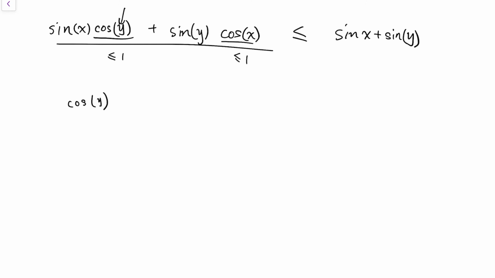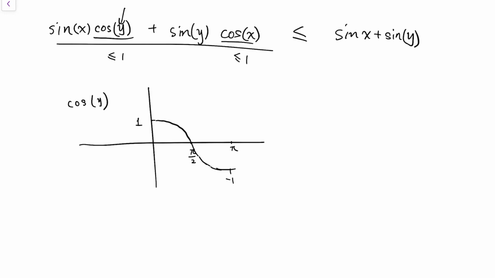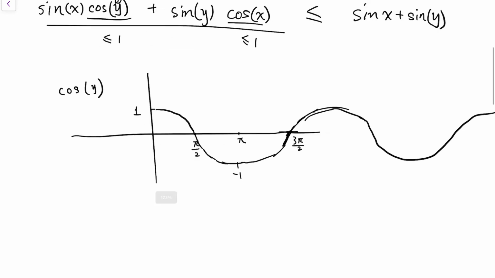Let's look at the cosine y graph. Cosine starts from 1. It lands at 0 at pi over 2, and it reaches negative 1 at pi. And then it goes back to 0 at 3 pi over 2. So again, it just circulates like that.